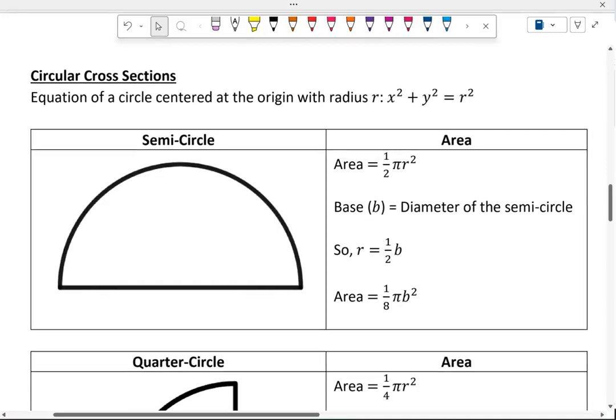Okay, we are looking at semicircles and quarter circles. One thing that we might have to use at different places is the equation of a circle centered at the origin with a radius r. That equation is x squared plus y squared equals r squared. It looks like the Pythagorean theorem because it kind of is. But that is our circle equation.